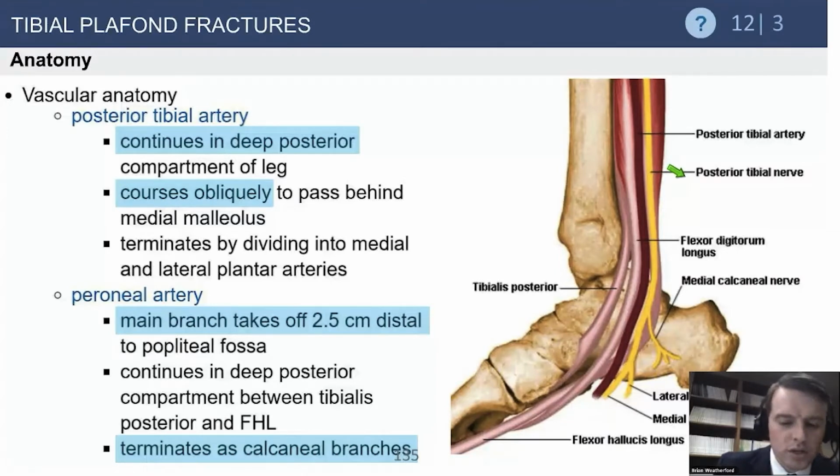There's more and more literature now with tibial plafond fractures that the posterior tibial artery can actually become entrapped in certain fracture patterns between the posterolateral fragment and the medial malleolar fragment. The peroneal artery is typically seen as it divides into the terminal branches, the perforating peroneal artery as well as the lateral calcaneal artery. This again runs in the deep posterior compartment, mainly along the posterior aspect of the interosseous membrane.